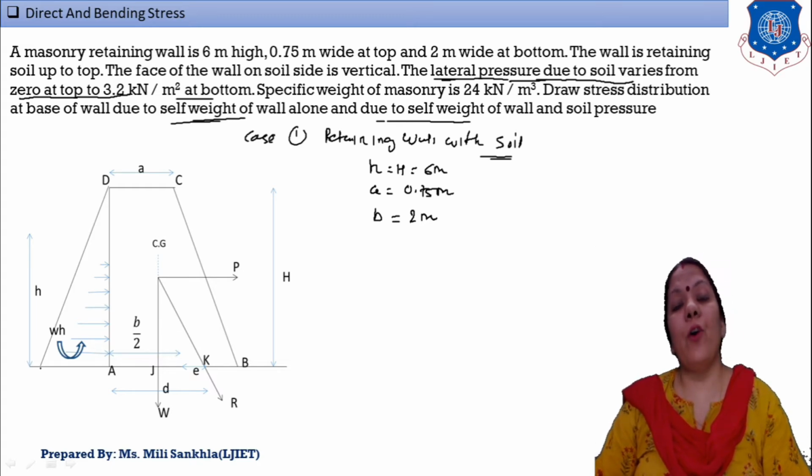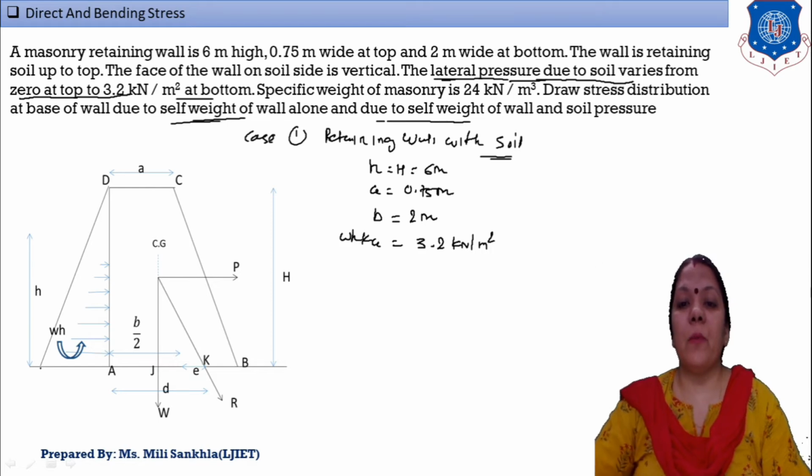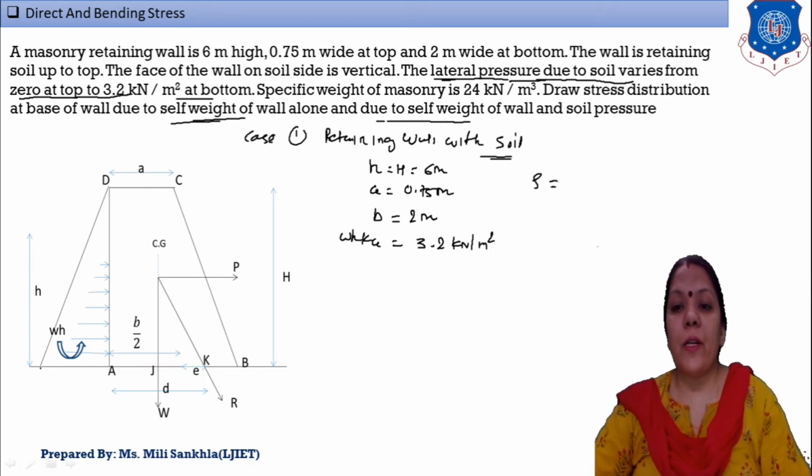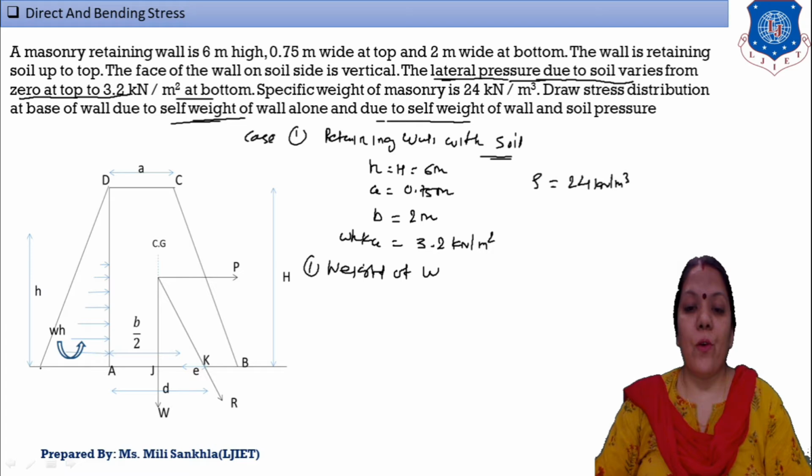If the angle of repose is not given in the data, that means here the soil pressure is given and this is already multiplied with the active earth pressure coefficient. This value is w h Ka, and it is given in the data as 3.2 kilonewton per meter square. The specific weight of masonry, that means rho, is given as 24 kilonewton per meter cube, and we find out the self weight. One by one all data is given. Now first we find out the weight of the wall.